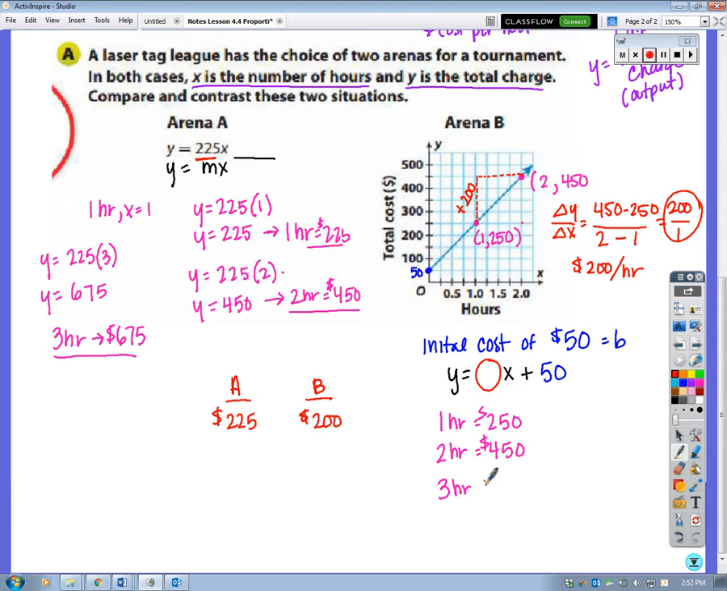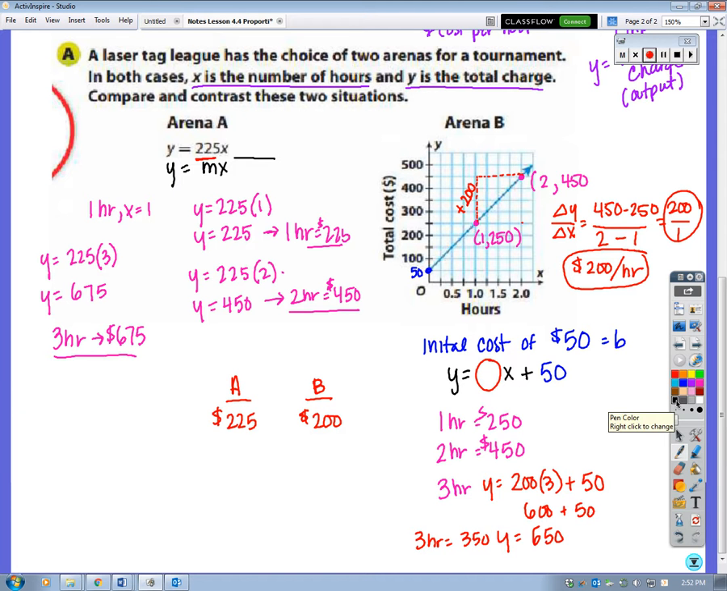So we're going to go y equals our rate of change here, which is $200 per hour, 200 times 3 hours plus the initial cost of $50. So y equals 600 plus 50. So y equals 650. And so that's the cost of 3 hours: $650. Okay, so I made a little bit of a mess here in my work, so I'm just going to square off a little bit of some space here.